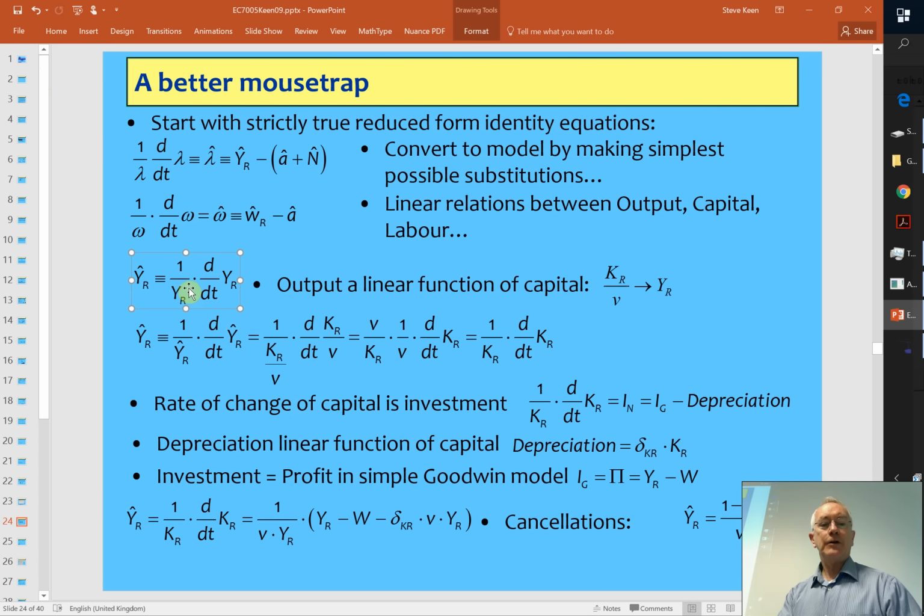Okay, so there's your rate of real growth, 1 over YR times d/dt of YR, and you say, let's make capital a linear function of the output, a linear function of the capital stock. So that's a simple relationship there. Let's go back to that.